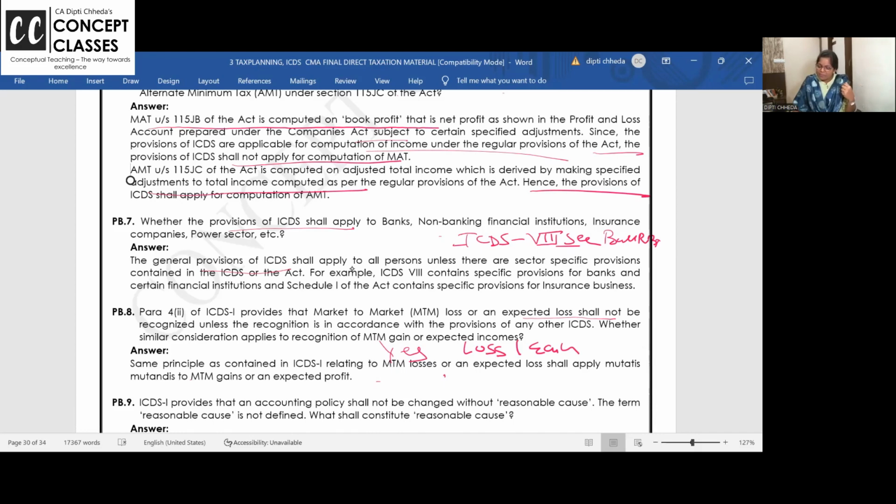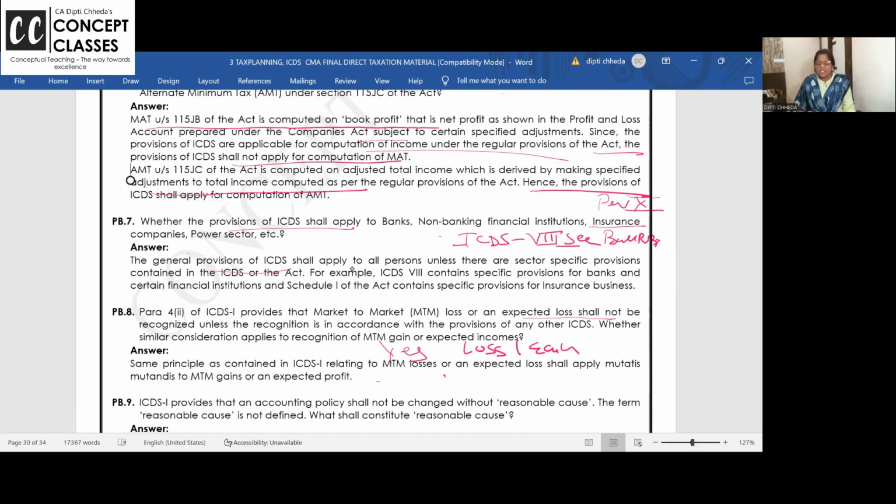For insurance companies, they have the unexpired risk reserve and all. So for them, the provision-related ICDS 10 will not apply, because the insurance company says forget about ICDS 10, you have to make the provision, for example 50% for fire insurance and all. So once again, is ICDS applicable to bank, insurance, electricity, power sector and all? Answer is yes. But if those acts have specific guidelines, follow that.